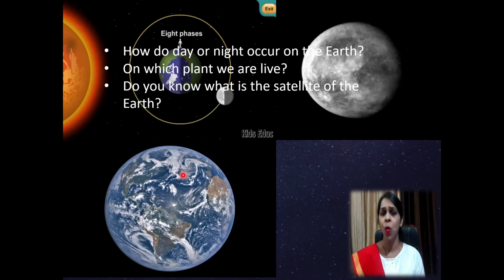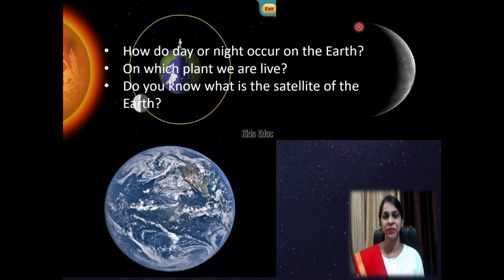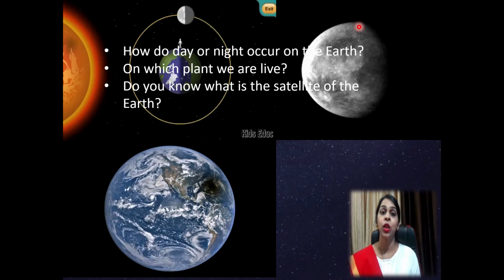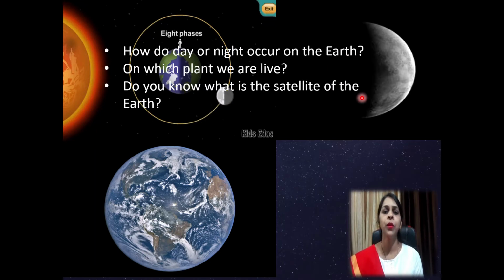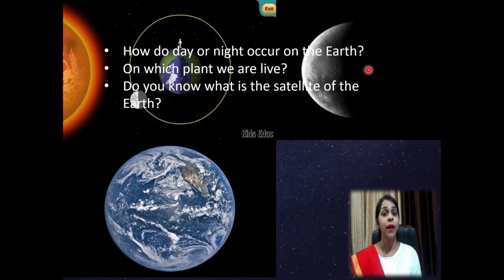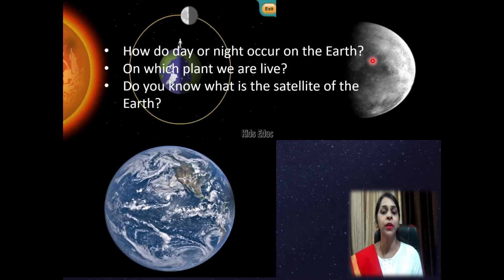Do you know what the satellite of the Earth is? Yes, the only natural satellite of the Earth is the beautiful moon, which lights up our night sky and makes it a beautiful sight.